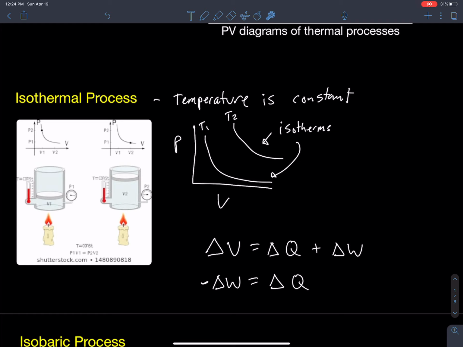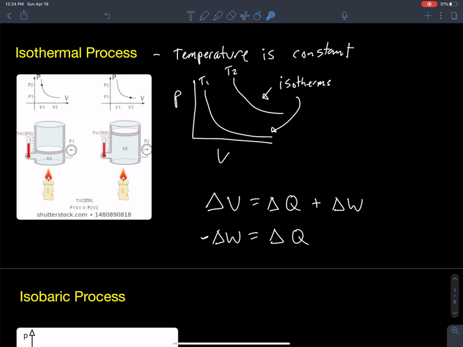I want you to look in your text, and also you can try to figure it out from here. If it's positive work, that means work is being done by the system on the surroundings. If it's negative work, that means the surroundings are doing work on the system. So this might be able to answer what delta Q must be if heat is going in or if heat is coming out. That's an easy way of understanding. If I could measure the amount of heat that I put into the system, I'd be able to measure the amount of work that can be done in an isothermal process.